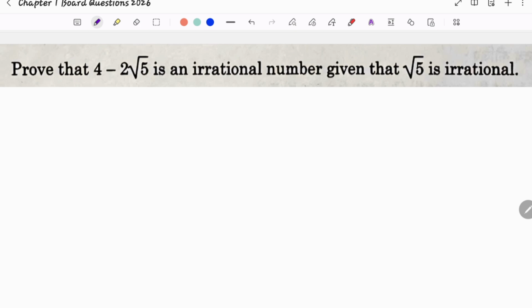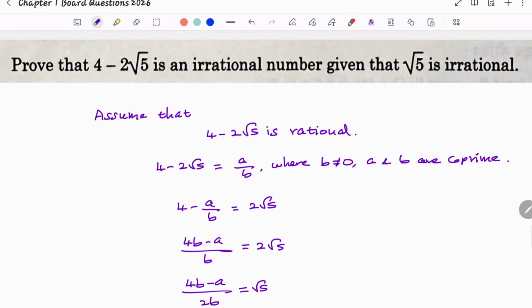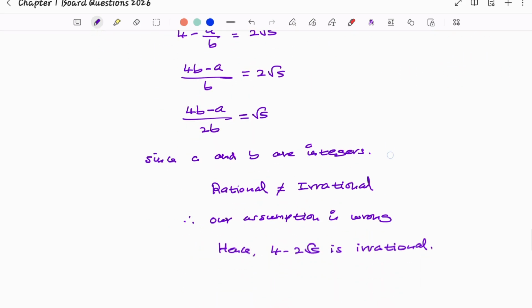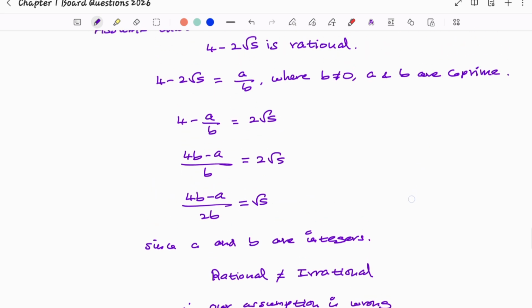Now the next problem. Prove that 4 minus 2 root 5 is an irrational number given that root 5 is irrational. So we should prove this number is irrational, but given information root 5 is irrational. Okay, so in between these two we have a subtraction operation. So this problem is the same type as the previous one. By using the same idea from the previous problem, we can solve this problem. So we prove 4 minus 2 root 5 is irrational.